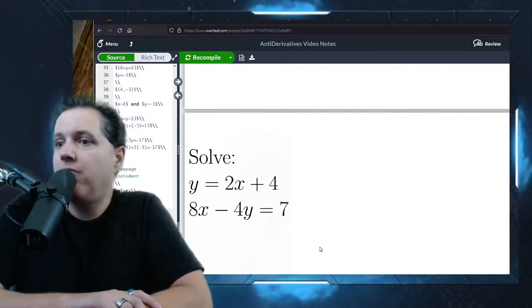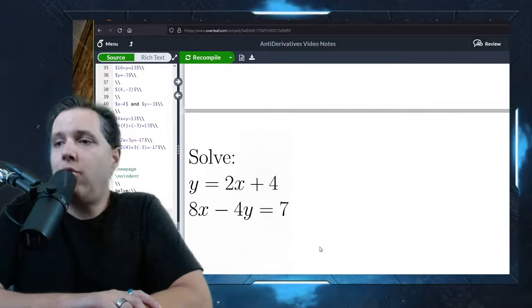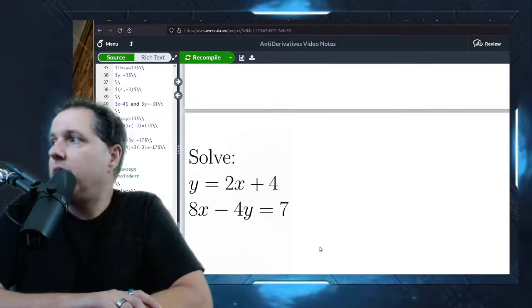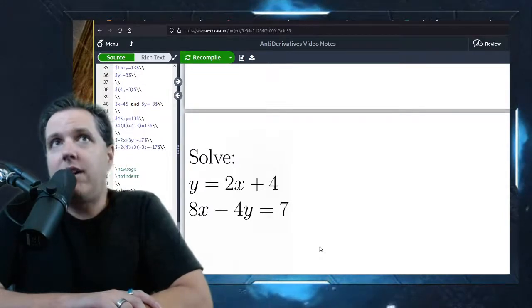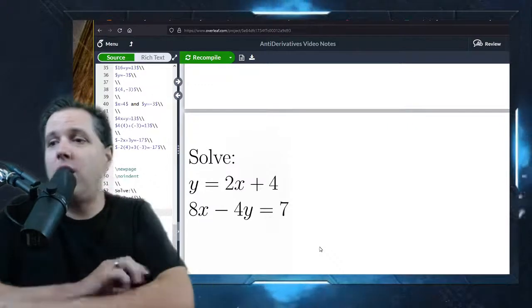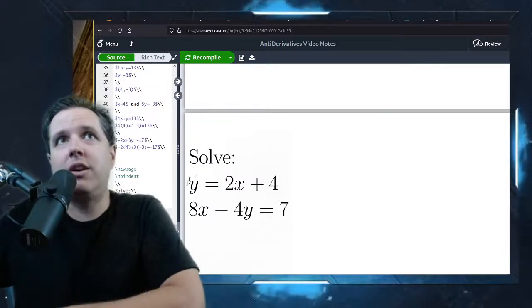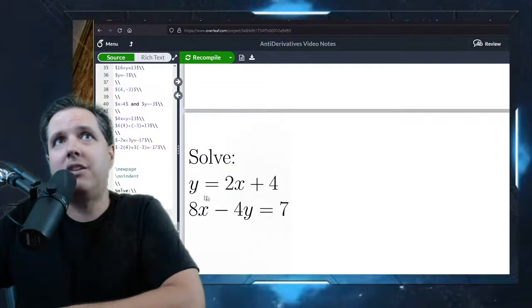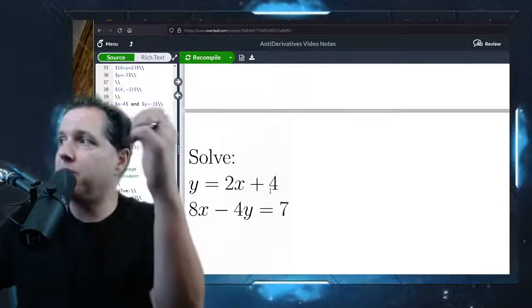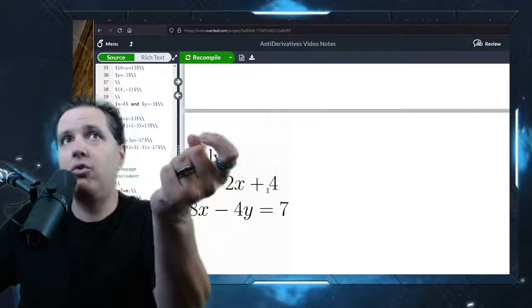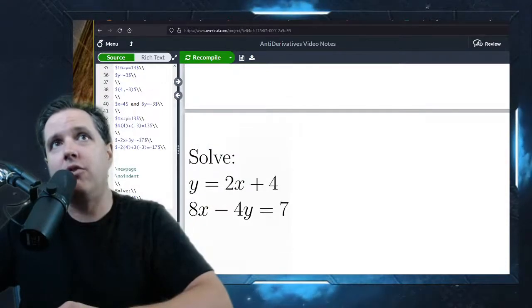So what do we do? Well, step 1, solve one equation for one variable. Awesome. That's already done, right? You could solve for one of the other variables if you want, but why would you? Step 1's already done for us. We have y solved for by itself already. Great. So we can jump straight to step 2, which is to substitute into the other equation.